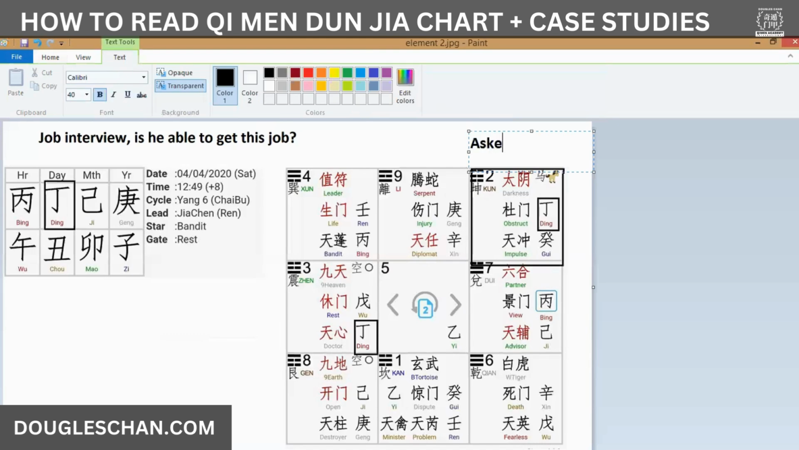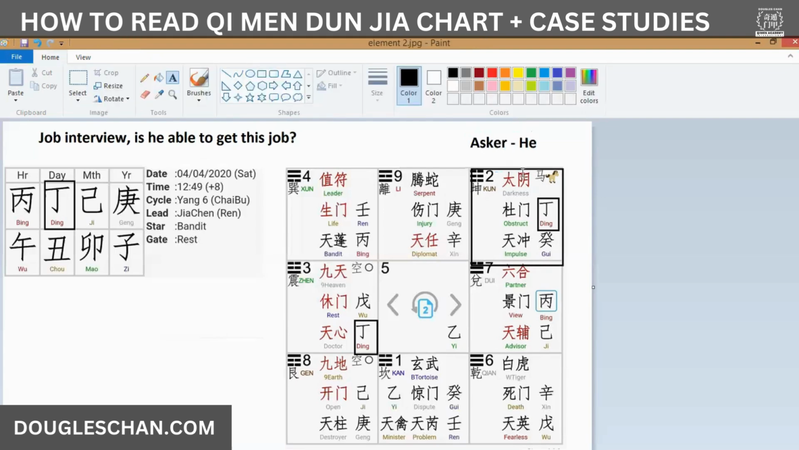The asker is the person himself, which is a he. All the information over here is telling us something about himself. At the same time, we want to look at the answer. Is he able to get the job? In this case, we look at the HR stamp. HR is represented by the symbol called Bing, B-I-N-G. So look at the one that is Bing over here. It's box number 7.